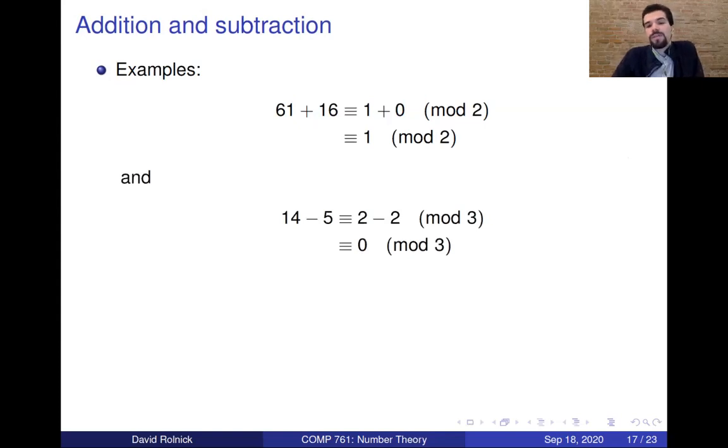Likewise, a difference. 14 is equal to 2 mod 3. And 5 is also equal to 2 mod 3. They're both 2 more than a multiple of 3. So 2 minus 2 is equal to 0 mod 3, divisible by 3.